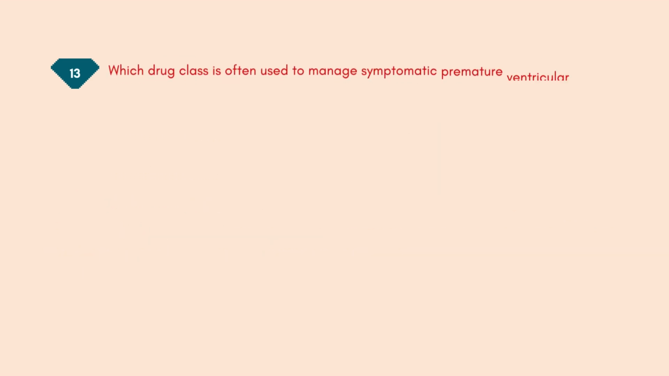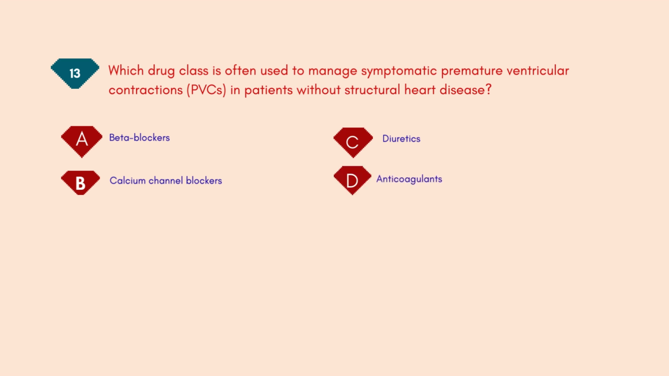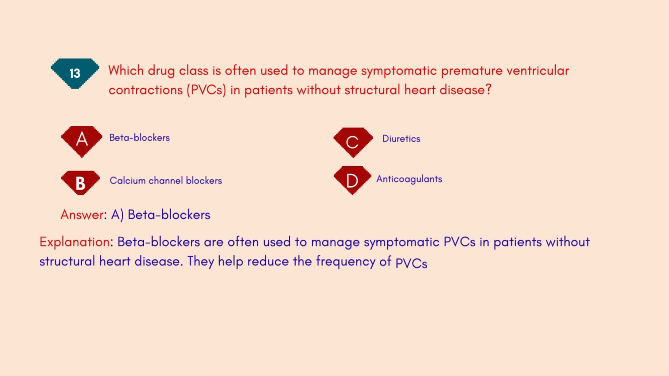Which drug class is often used to manage symptomatic premature ventricular contractions, PVCs, in patients without structural heart disease? A. Beta blockers. B. Calcium channel blockers. C. Diuretics. D. Anticoagulants. Answer: A. Beta blockers. Explanation: beta blockers are often used to manage symptomatic PVCs in patients without structural heart disease. They help reduce the frequency of PVCs by slowing the heart rate and decreasing myocardial excitability.